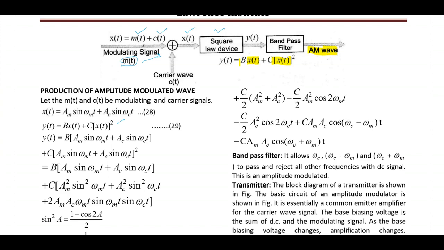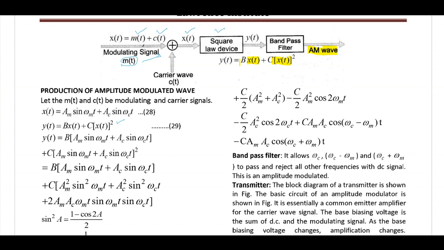Now this input x(t), which is the sum of the modulating signal and carrier wave, is fed to the square law device. This is the square law device. The input to the square law device is x(t), and the output of the square law device is y(t) equal to b x(t) plus c x(t) whole square. This is y(t).